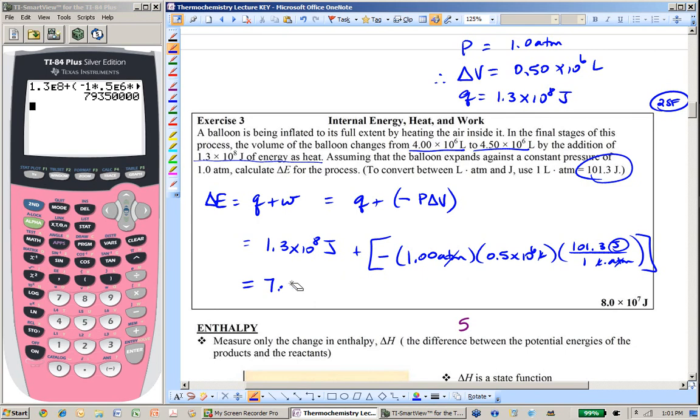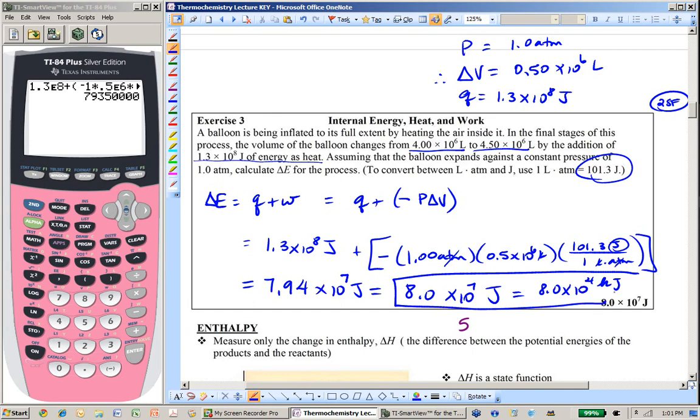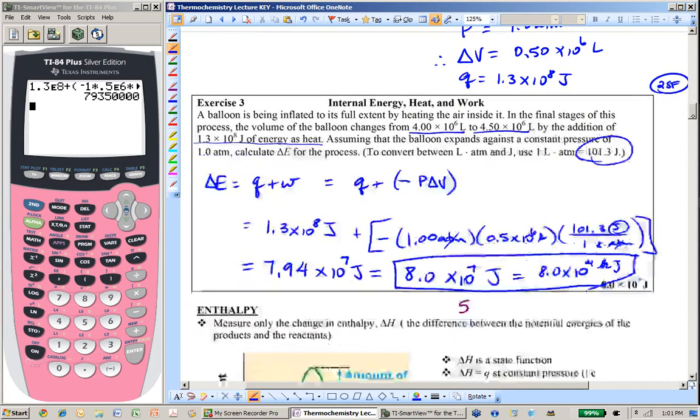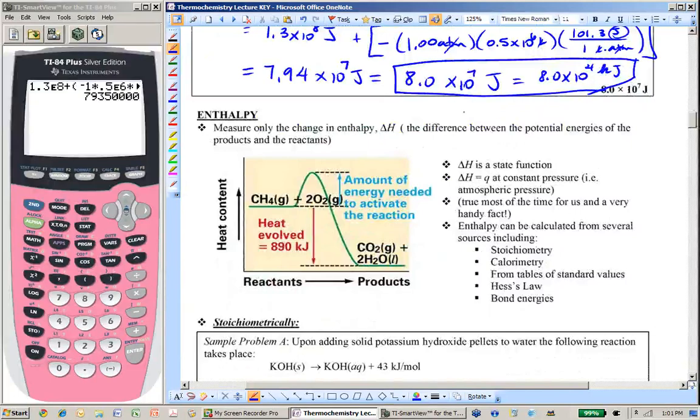7.94, if I wanted 3 sig figs, times 10 to the 7, which, if I want this in 2 sig figs, rounds to 8.0 times 10 to the 7, and all of that mess was in joules. So you could also write it in kilojoules if you prefer, 8.0 times 10 to the 4th kilojoules. Either one of those would be a correct answer. Love it when I get the right answer. Doesn't always happen that way, as you've seen in the past.